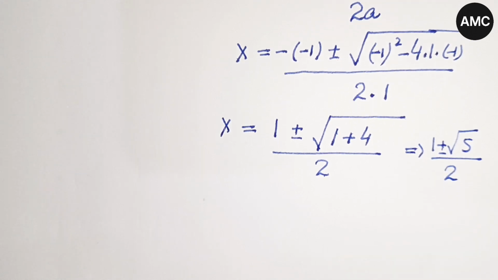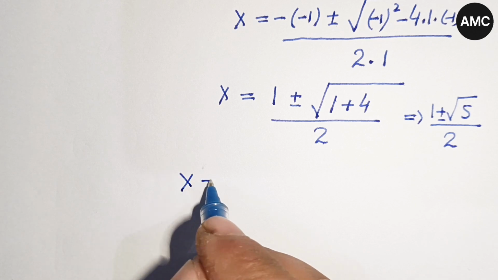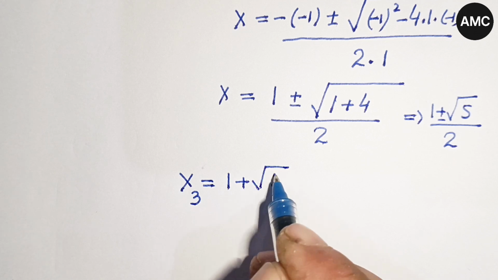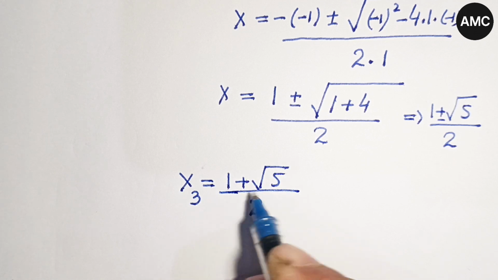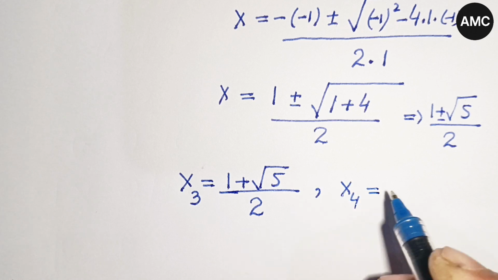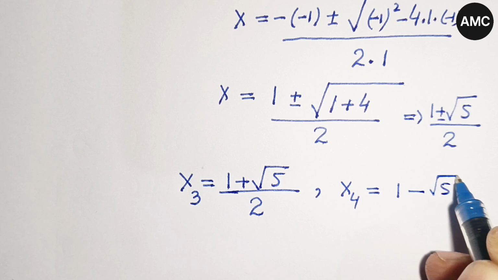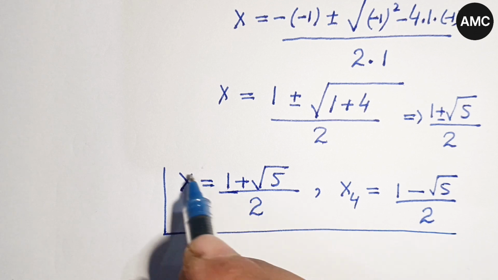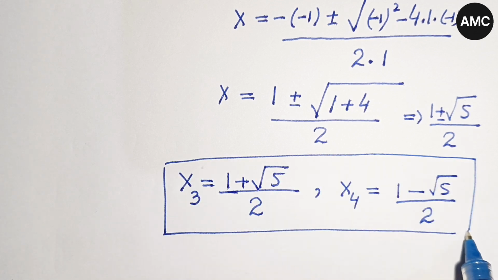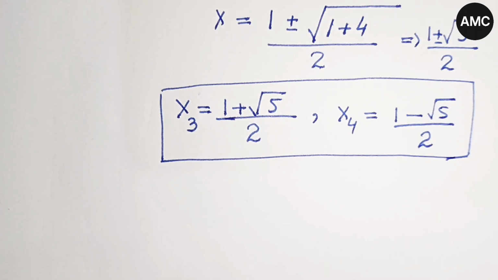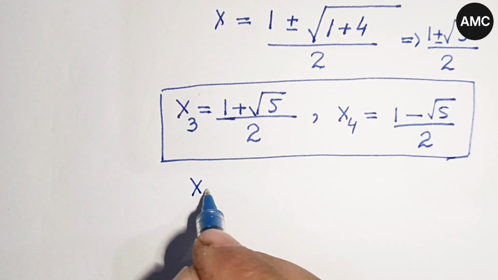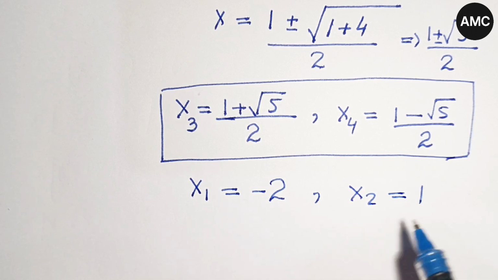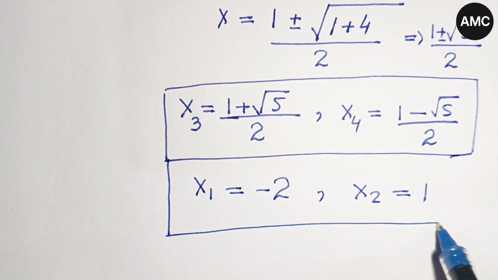So we have two values of x: let's say x3 is equal to (1 + square root of 5) over 2, and here we have x4, which is equal to (1 − square root of 5) over 2. So we have four values of x. Here x1 is actually −2 and x2 is actually 1. So these are our four values.